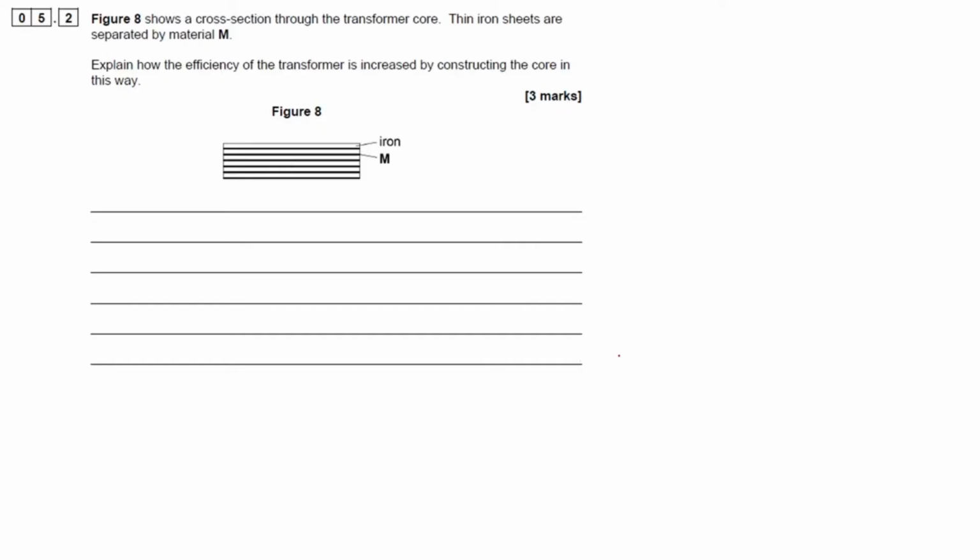Right, so in this question we have to recall some of our knowledge about how the efficiency of a transformer is improved, is increased, looking at the design of that core specifically. So in this diagram you can see that there are layers. So it's not one solid block of iron, there are layers, so that will be one of the reasons. So we need two here, so to get the 3 marks we need to get 2 reasons and the reason why it improves. One of the reasons to be able to always recall for transformers and efficiency is that the core is laminated with an insulating material.